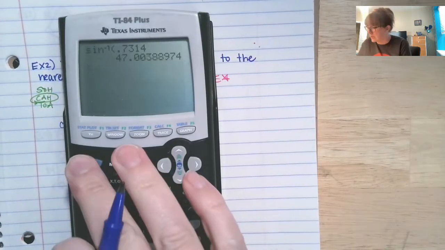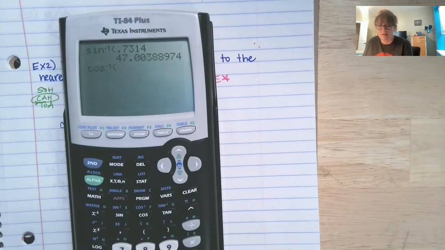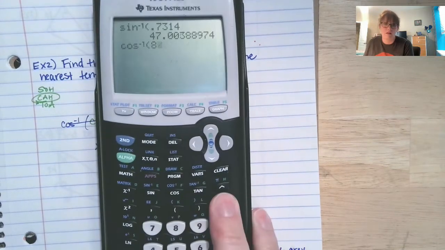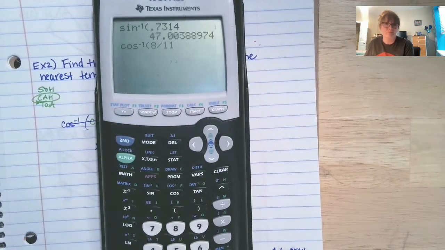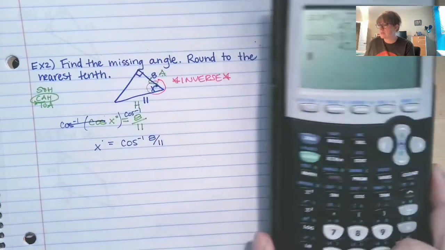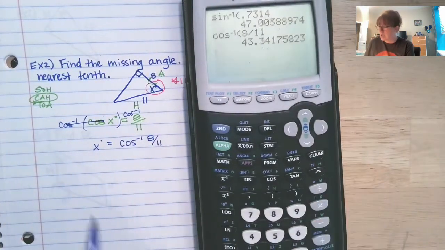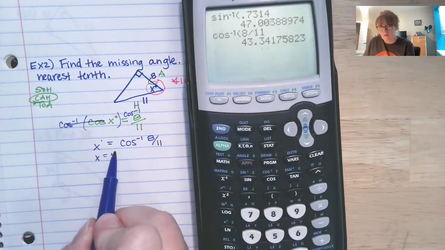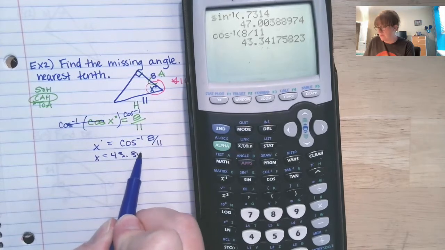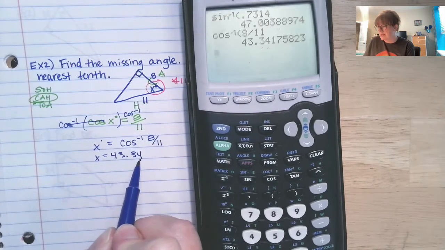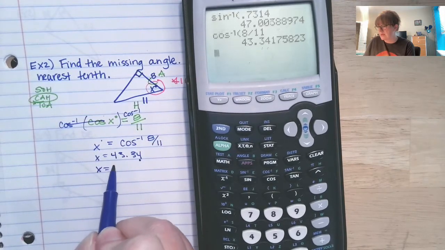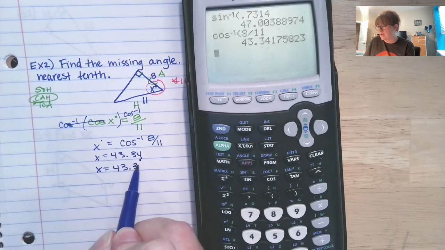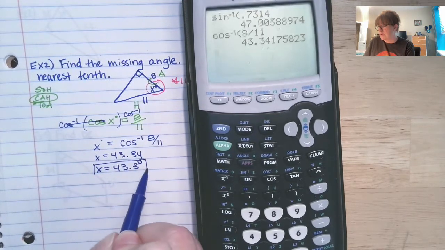Come on over to our calculator. Second cosine 8/11. We get 43.34, and this one says to the nearest tenth this time. So we get x equals 43.34. Look at this number, that's less than 5, so we don't round. So x is 43.3 degrees. And we're done with that guy.